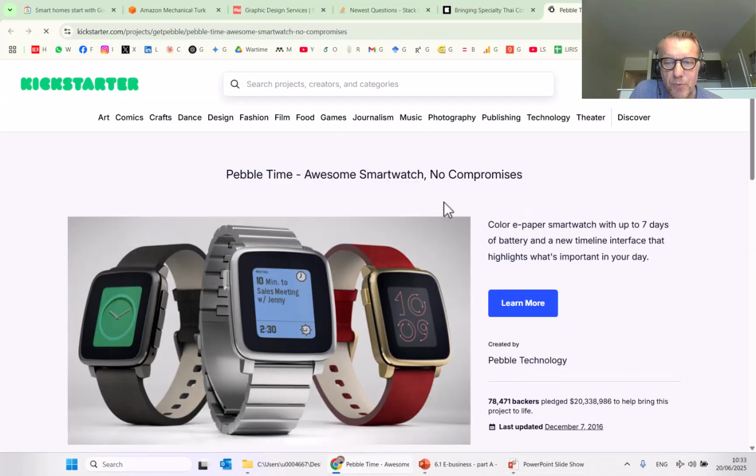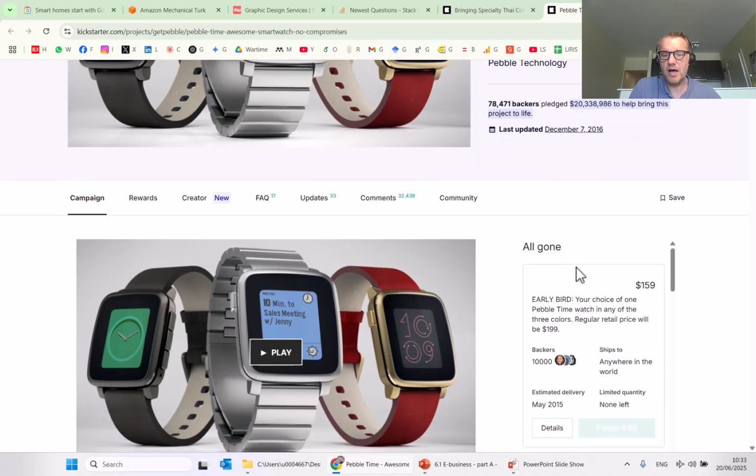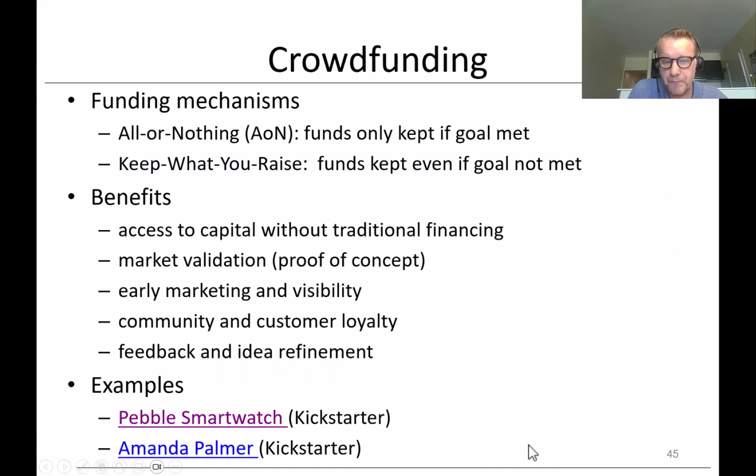So here, the Pebble smartwatch was some kind of e-paper smartwatch with up to 7 days of battery and a new timeline interface that highlights what's important in your day. And it was a very successful crowdfunding project because it was backed by more than 78,000 backers that pledged 20 million to help bring this project to life. Later on, this was acquired by Fitbit, by the way.